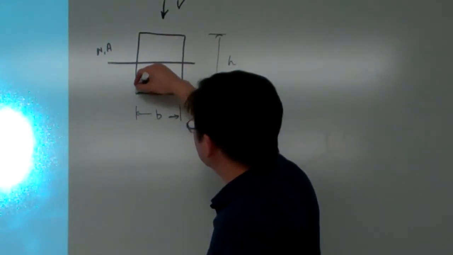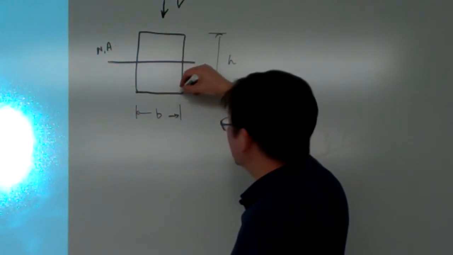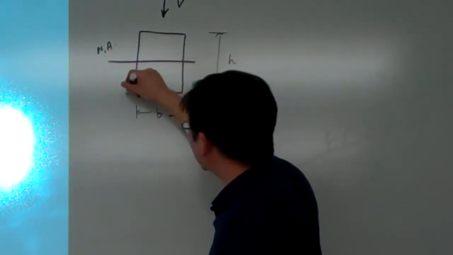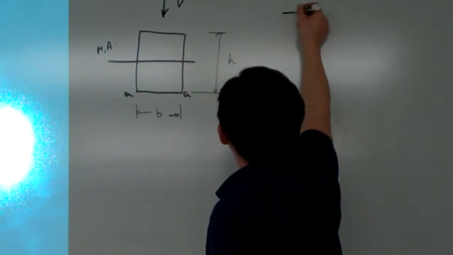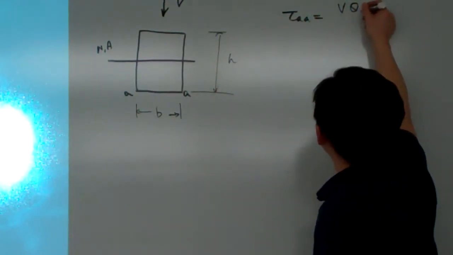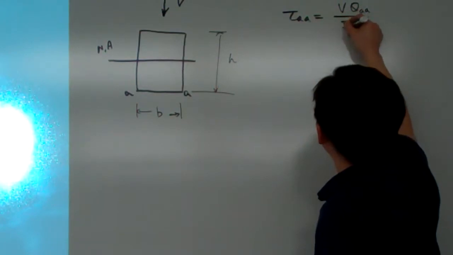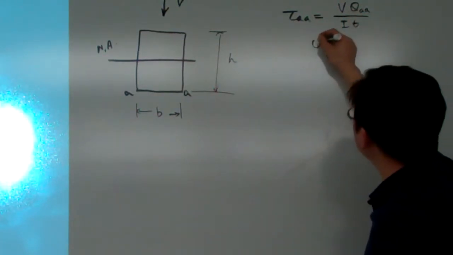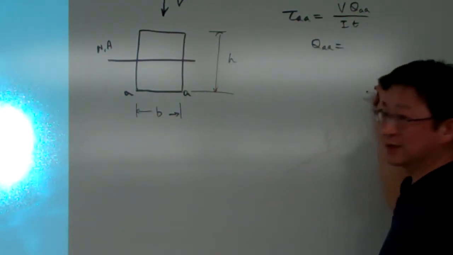What is the stress at the bottom here, AA? We can do this calculation. That's the Q along AA, over I t. Okay, so here the QAA, how do we calculate this one?